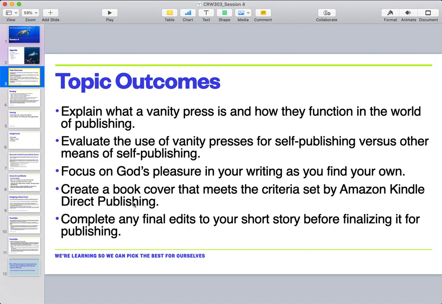And of course, part of that is that we're going to practice. So we're doing that Amazon Kindle Direct Publishing, and part of that is that it has to have a book cover. So we're going to create that book cover that meets the criteria set by them. The same way we talk about things like APA formatting, that's exactly what Amazon is doing. They're telling us what they need and what will fit their criteria for having a work shared there. And finally, we want to complete any final edits to our short story before finalizing it. And there's some key details that we want to look at here in this last run.